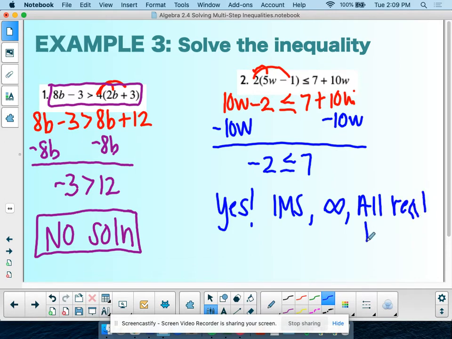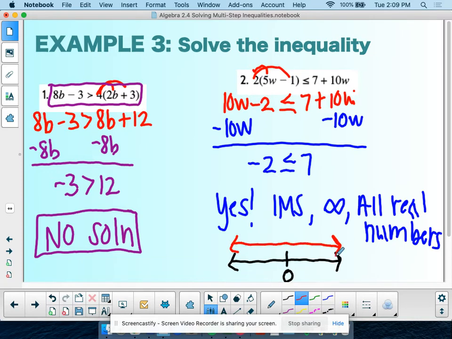Any of those are good answers. If you are ever asked to graph this, you can give yourself a number line, just put 0 on there, and it would be any number. So you just draw a number line up top, because it's all of these numbers.